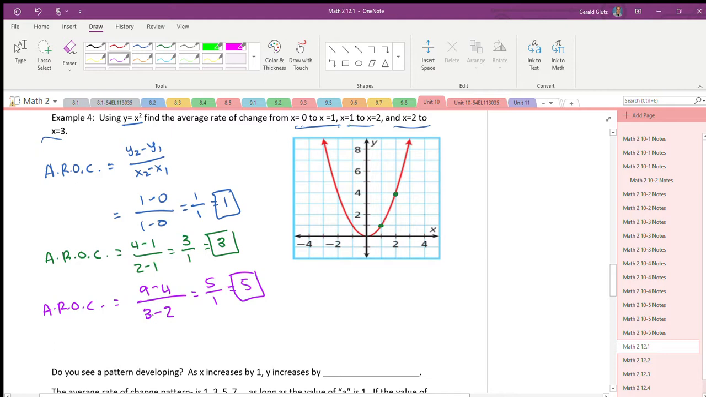So again, to get the bottom numbers, you just use whatever they give you. To get the top numbers, you use those two numbers they gave you and put them into the equation, whatever the equation is. In this case, it was y equals x squared.